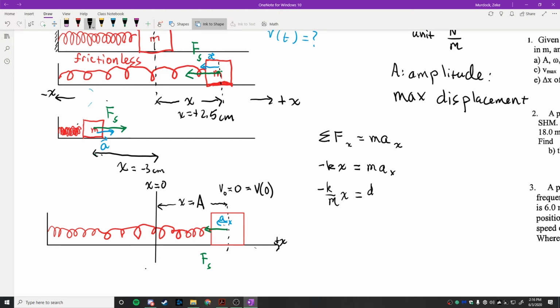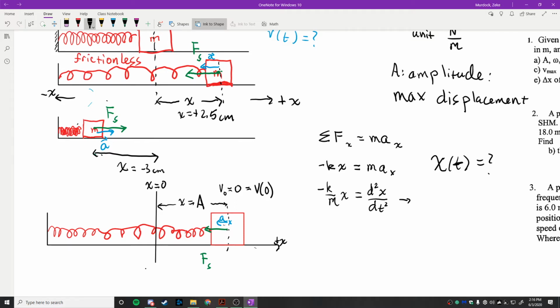Yeah. So it's the second derivative of x with respect to time. Right? Now keep in mind that our whole goal here is this. What is x as a function of time equal to? That's our whole goal here.